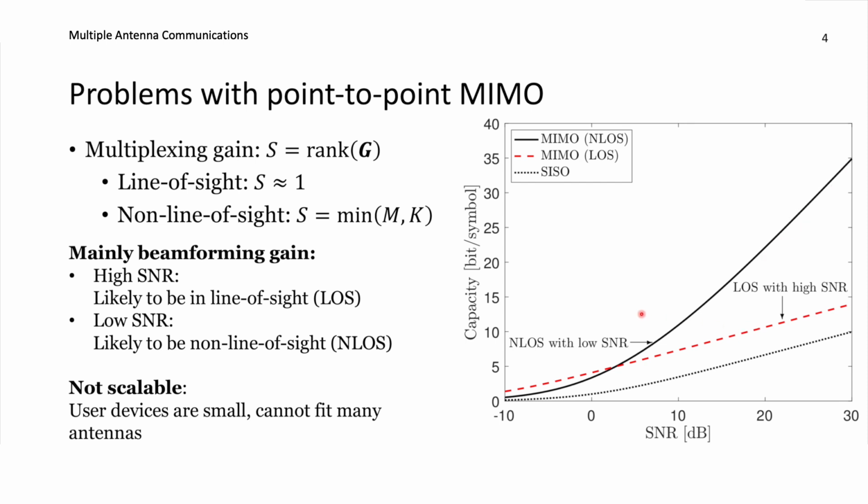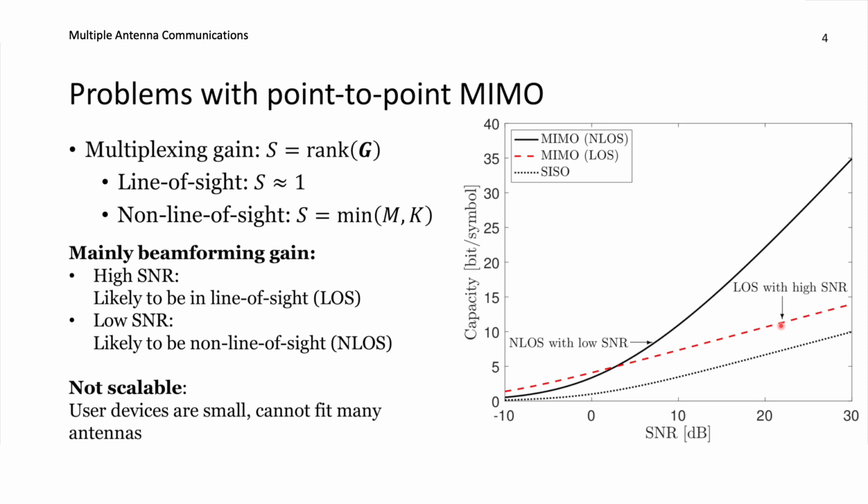But in many non-line of sight scenarios, we have low SNR, and then we are down here where the gap from the SISO curve is not so large as compared to the gap at higher SNRs. In the line of sight cases, it's more likely that we have a high SNR, but we don't have a multiplexing gain. So even if we get the beamforming gain, which is moving the curve to the left here, we don't have a big gap to the SISO case here as well.